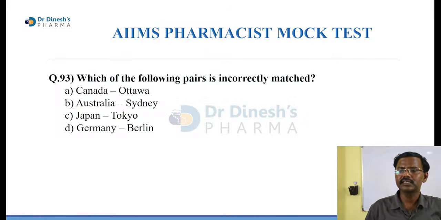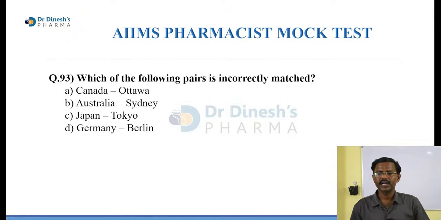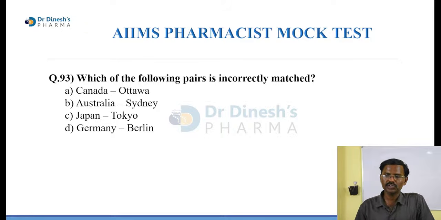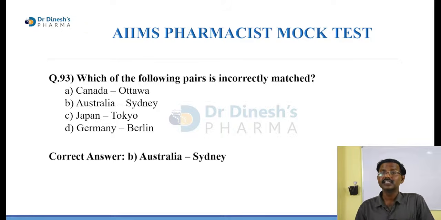Next, which of the following pairs is incorrectly matched? So, capitals. These are common questions asked in every competitive exam. Canada, Ottawa; Australia, Sydney; Japan, Tokyo; Germany, Berlin. The answer is Australia, Canberra.